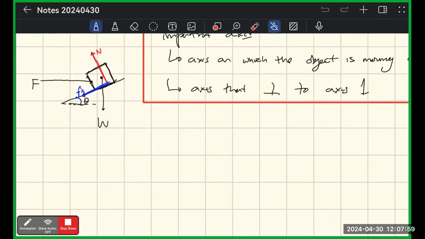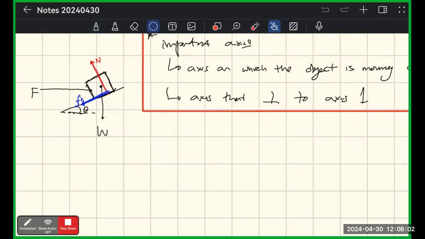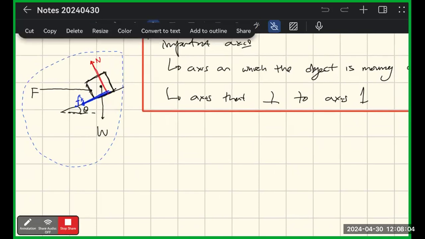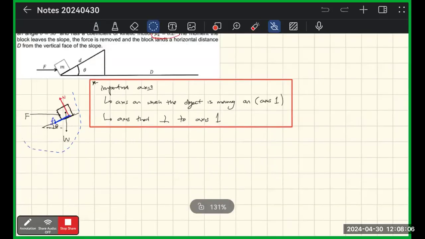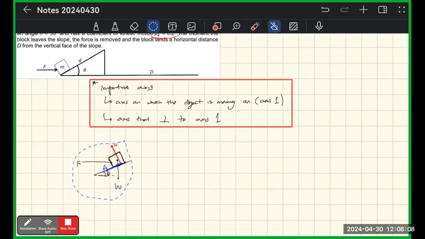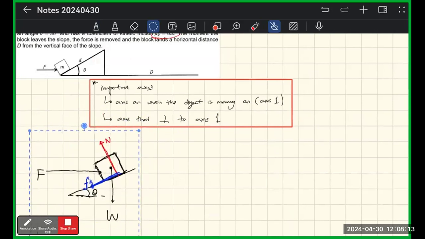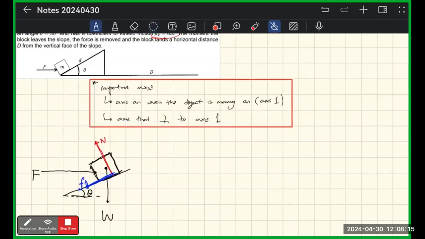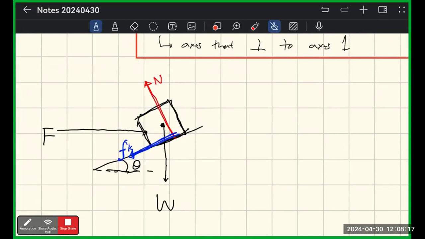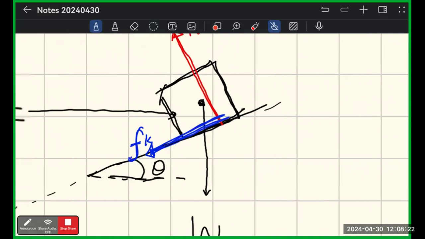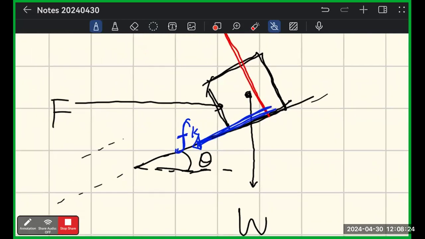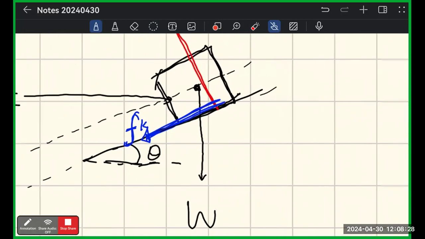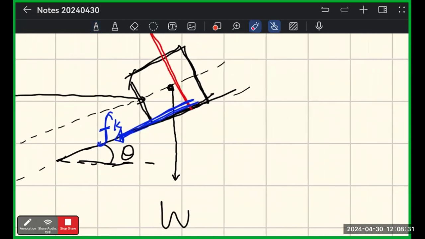Okay, so I'll move this drawing, and we'll zoom a little bit more on this drawing. So we want to project all of those to this axis. Which means this F will have to project into this axis. Okay, and this W will also have to be projected into this axis.